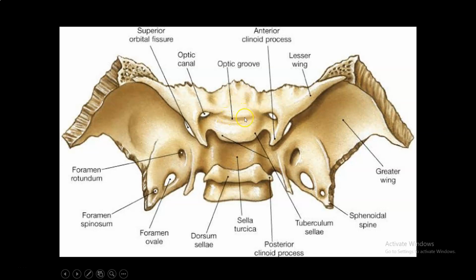Here it is called the sulcus chiasmaticus, not the prominence chiasmaticus. And here we have the tuberculum sellae. And here is the middle clinoid, floor of the sella, dorsum sellae.